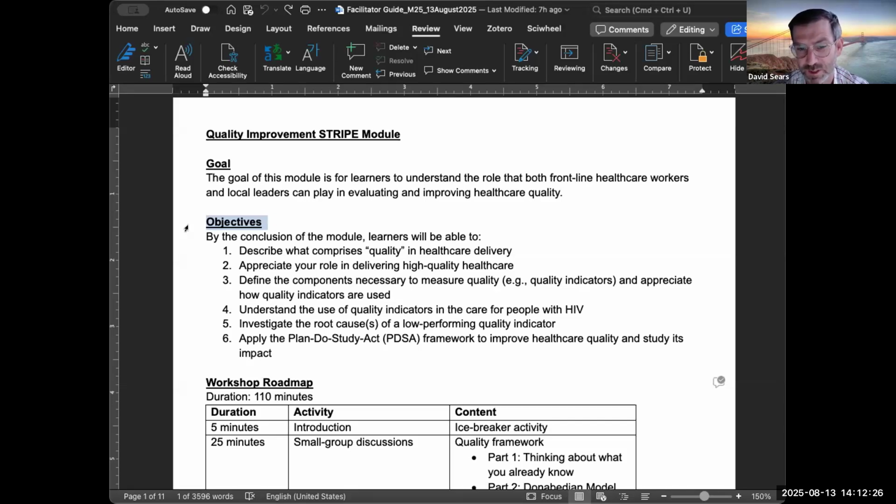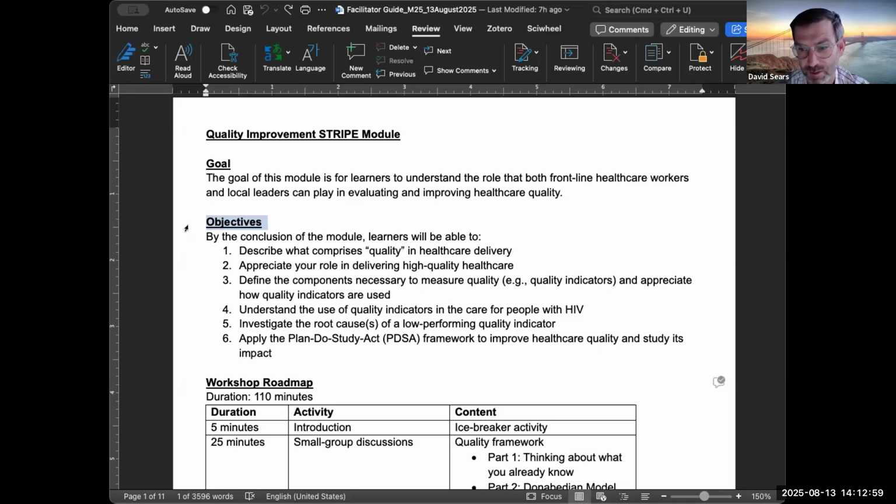And so that is really describing what comprises quality in healthcare delivery, appreciating your role in delivering high quality healthcare, defining the components necessary to measure quality, otherwise known sometimes as quality indicators, and appreciating how those indicators are used. Then number 4, understanding the use of quality indicators in the care of people with HIV, given our HIV focus and STRIPE.